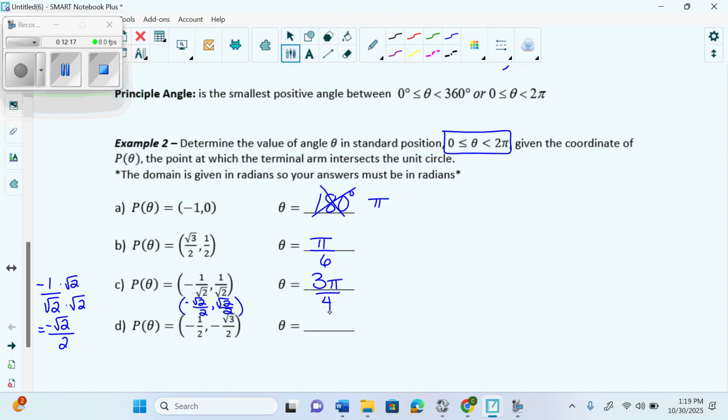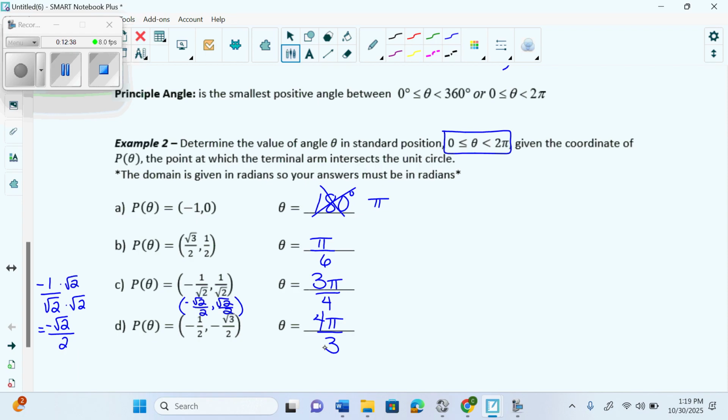Negative a half, negative root 3 over 2 we know is in quadrant 3, because both of them are negative. Whenever we start with a half, we know it's a 60 degree or a pi over 3 reference angle. So I just look at the bottom one. So it's going to be? Oh wait, flipping over.